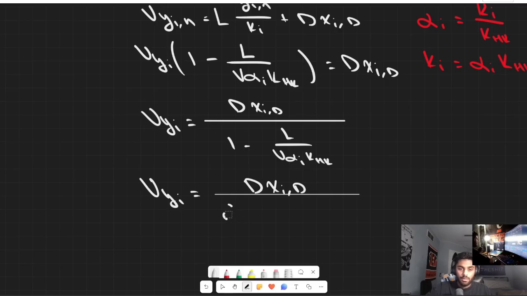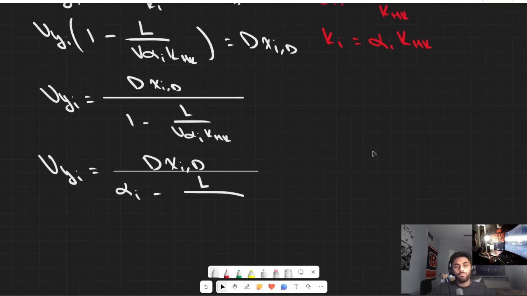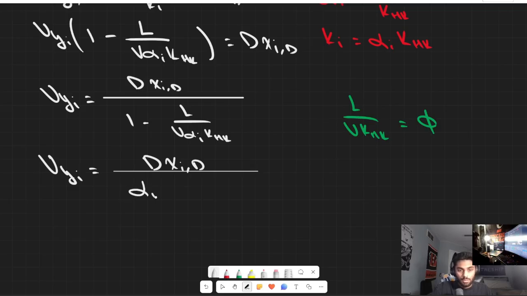So now this is alpha I minus L over, and I'm going to redefine this much here. So if we multiply this one over here and then this term over here by alpha I, what we're left with is L over V times K heavy key, and we are going to name this term phi. So this, what is left, is just going to be phi.